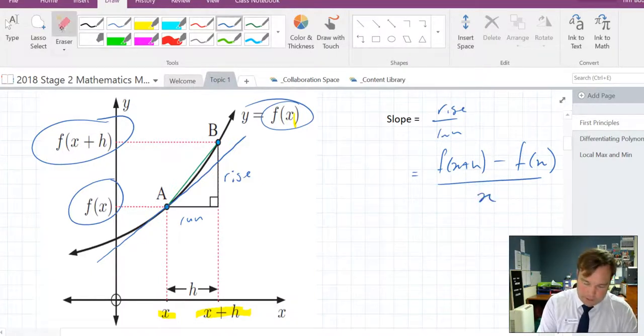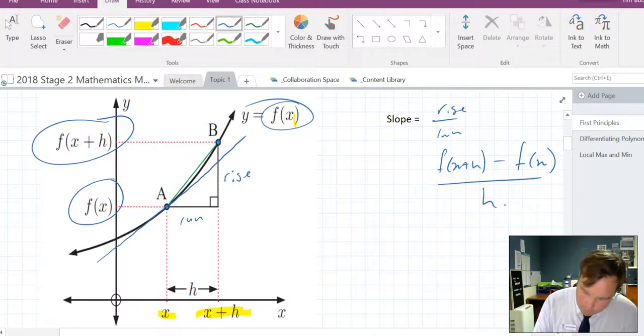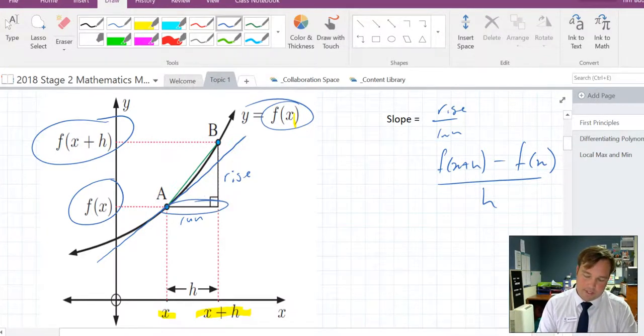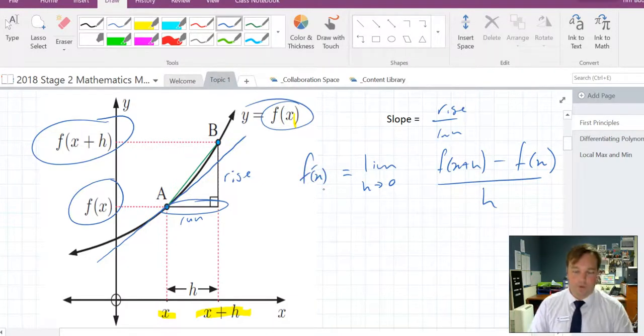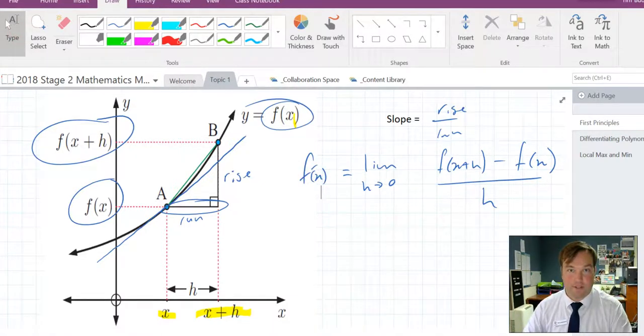And what we want to do is consider what this looks like as h gets really, really small. Did I say take x leaves us with h? H, there, on the bottom. We want to look at what happens when h gets really, really small. This here will disappear, and we'll start turning this AB line into the true tangent. So we say that we want to take the limit as h approaches 0 of this fraction. And that is what f dash x is equal to, the differentiation of the function f of x.